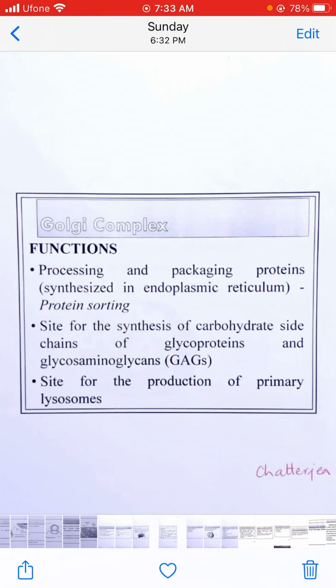The proteins are going to be attached with different carbohydrate side chains like glycoproteins, glycosaminoglycans, and the Golgi apparatus is also a site for the production of primary lysosomes. What are these primary lysosomes? We will discuss in detail the difference between the primary and the secondary lysosomes. Lysosomes are the main organelle used for the digestion of different biomolecules. So primary lysosomes are different from secondary lysosomes. We will discuss in detail in the topic of lysosomes.